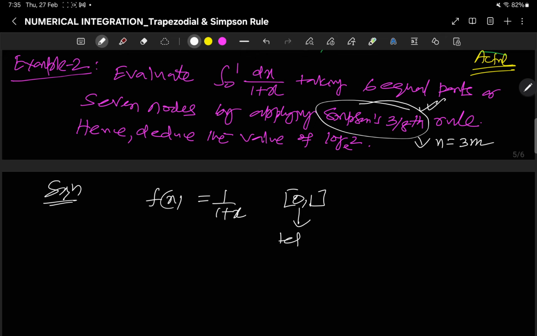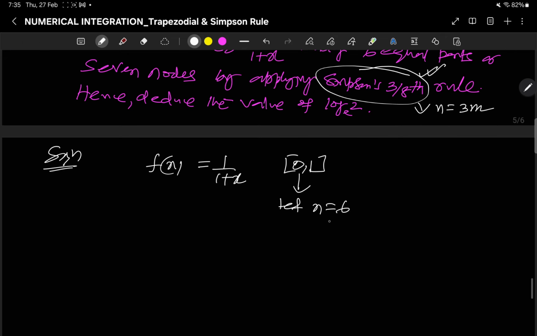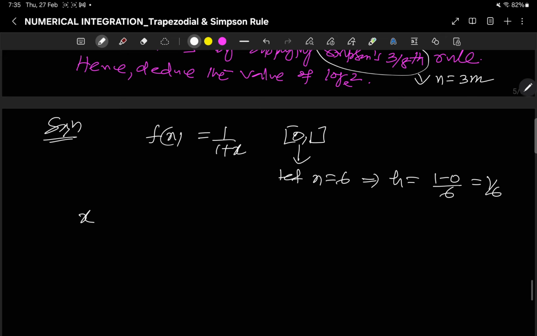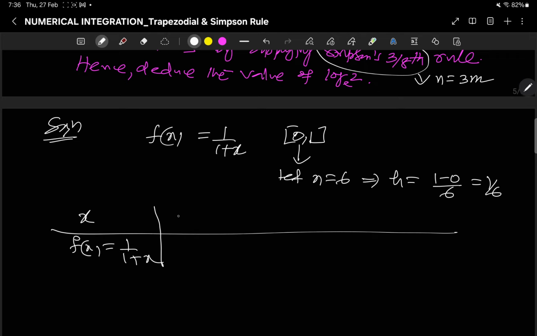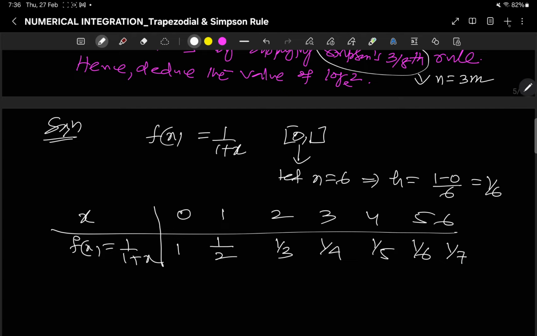So let n be equal to 6. This implies my h will be 1 minus 0 divided by 6, which is 1 by 6. So if I tabulate the data x, f(x), then my tabulated data will be like this. If it is 0, then it is 1 plus 0. It is 0, 1, 2, 3, 4, 5, 6. It is 1 by 1 plus 1, 2. It is 1 by 3. It is 1 by 4. It is 1 by 5. It is 1 by 6. It is 1 by 7. So actually there is a calculation mistake here.